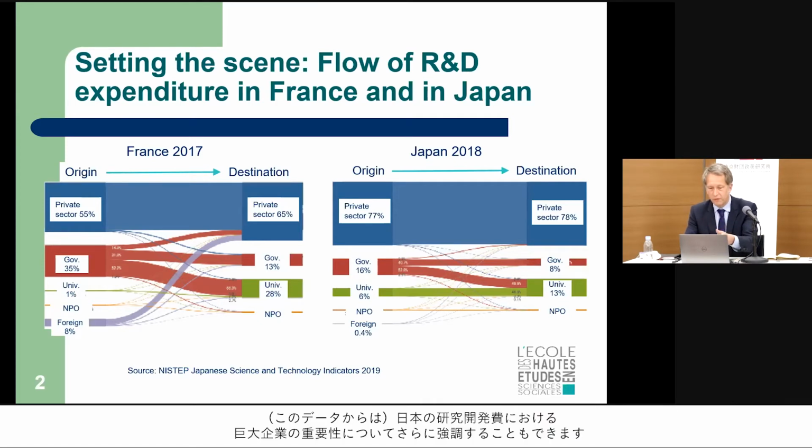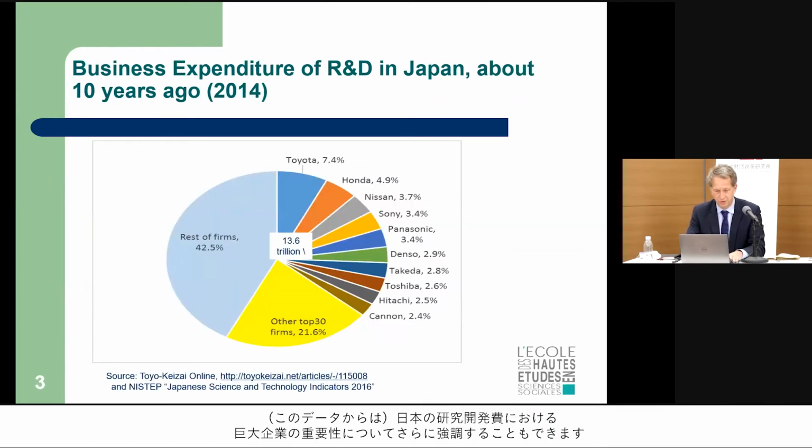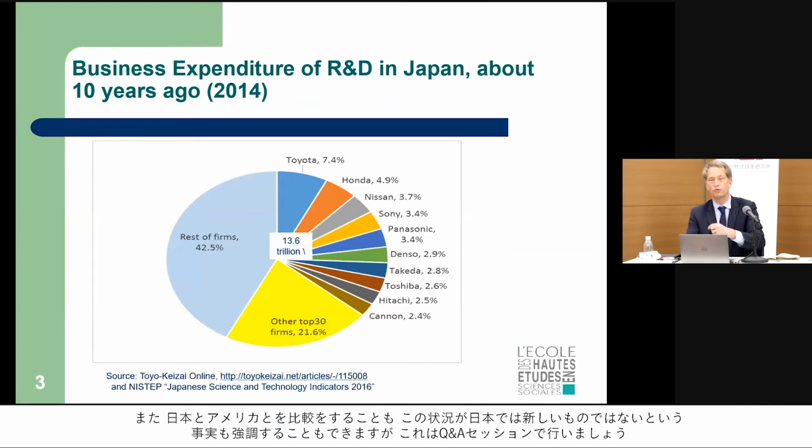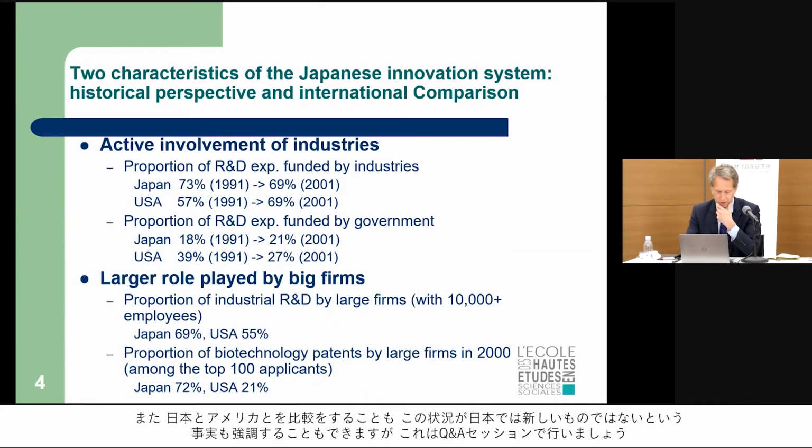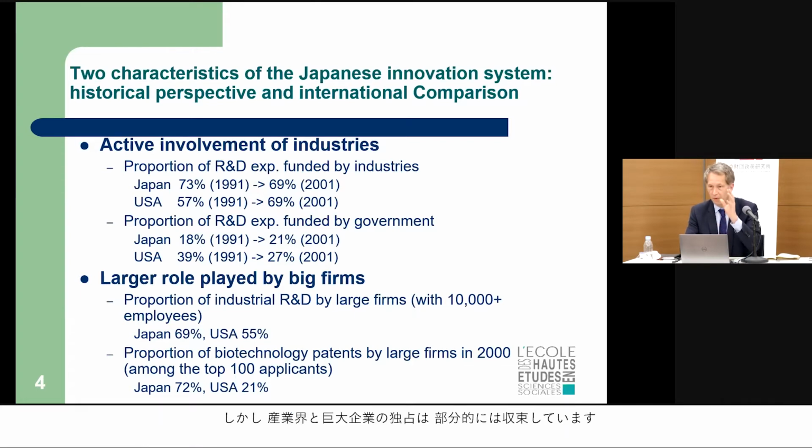I could develop further to emphasize the importance of large companies in research and development expenditure in Japan, and I could also develop, and it can be done during the Q&A session, a kind of historical comparative perspective between Japan and the US to emphasize the fact that this situation is not new in Japan, the domination of industries and big companies, but this is partly converging.